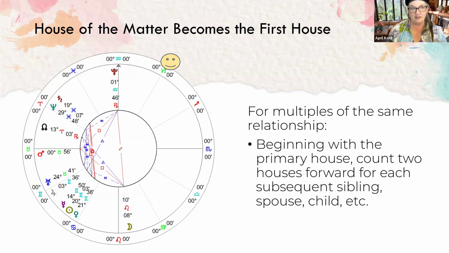Dr. Lee Lemon has talked about this technique. She does not really use it because she could never find the origin of it. But for all intents and purposes, and this is the way I'll be using it today, it's a handy way, when you have more than one sibling, more than one child, more than one spouse or whatever, to distinguish between them in the chart.